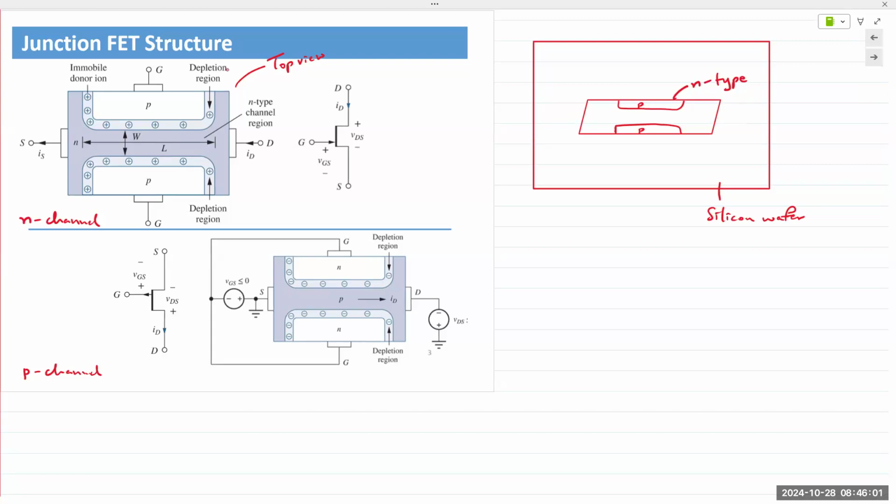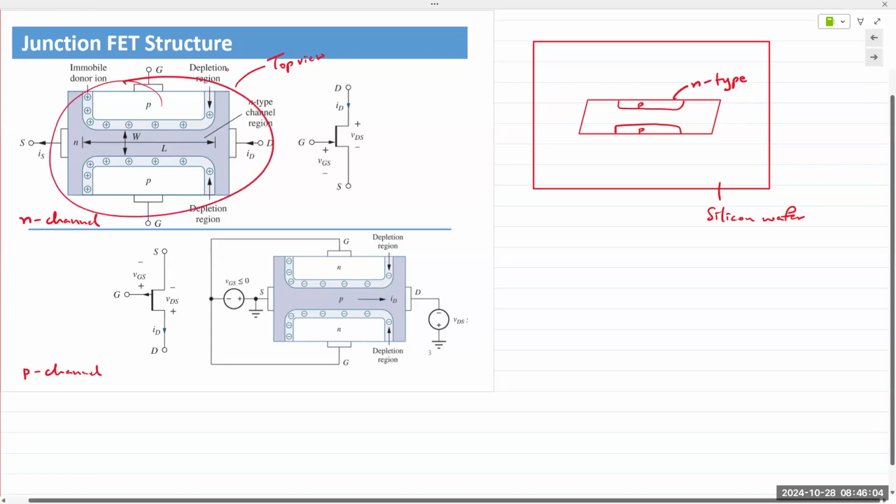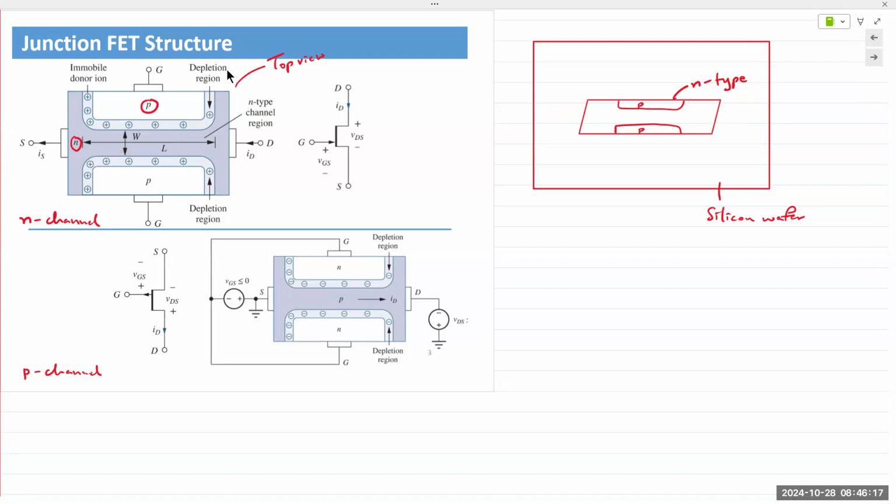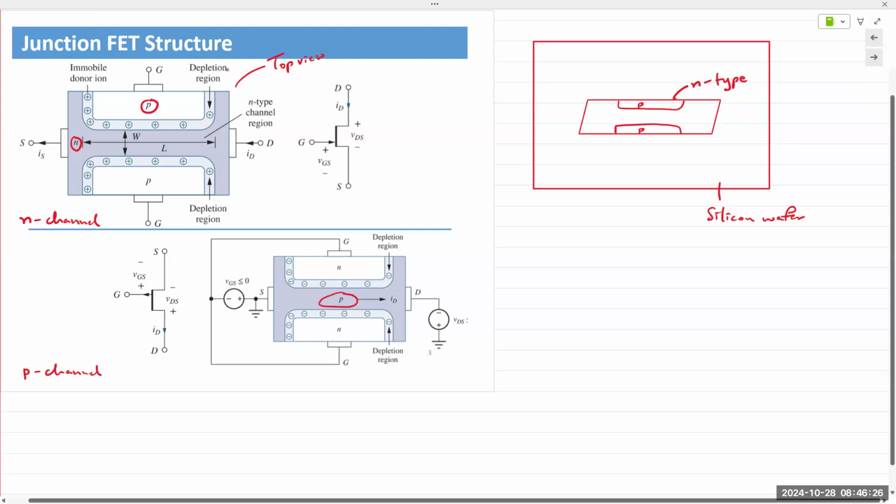As you can see here, in an N-channel JFET, the primary material is N-type, and then we implant P-type inside it to create two p-n junctions. Thus, the channel in the middle is N-channel. Same thing with the P-type material: you have a P-type material, and then you implant N-type, thus creating a P-type channel in the center.